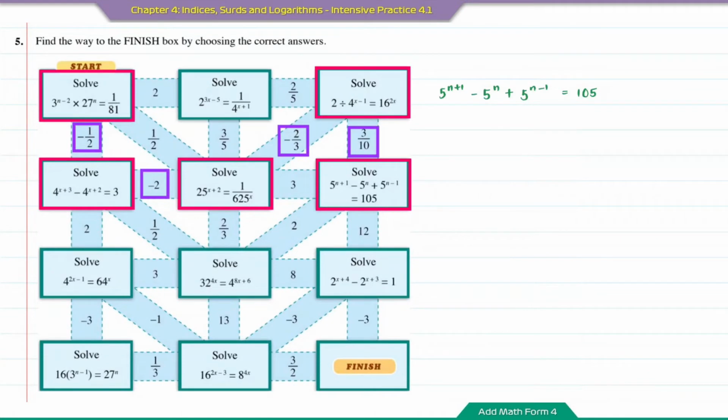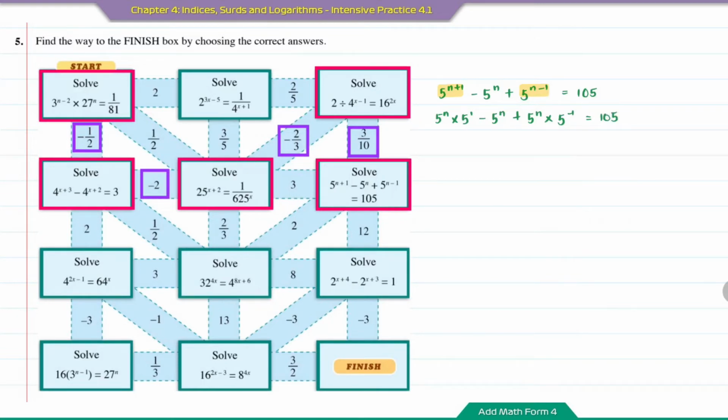I'm going to solve for 5 to the power of n plus 1 minus 5n plus 5 to the power of n minus 1 equal to 105. So for these two, I'm going to rewrite it as 5 to the power of n times 5 to the power of 1 minus 5n plus 5 to the power of n times 5 to the power of negative 1. So here is equal to 105.